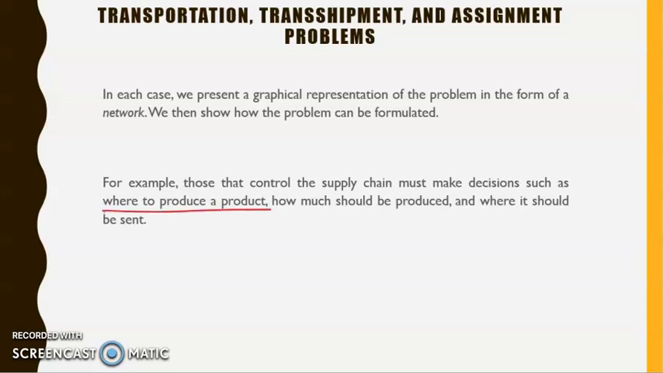start point, where it should be sent, destination, and how much should be produced, the volume part. Whenever you have a combination of these 3 variables, parameters, it is a network model.